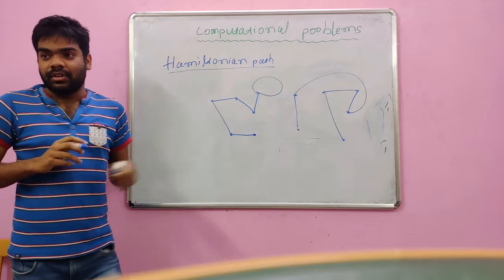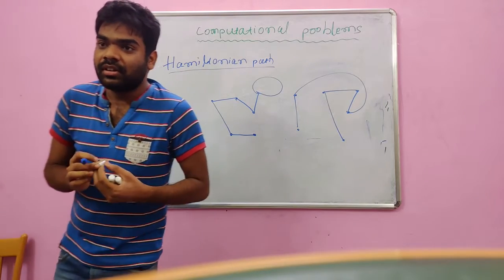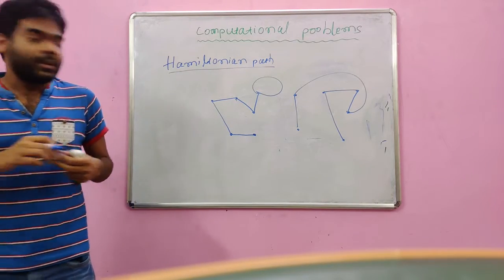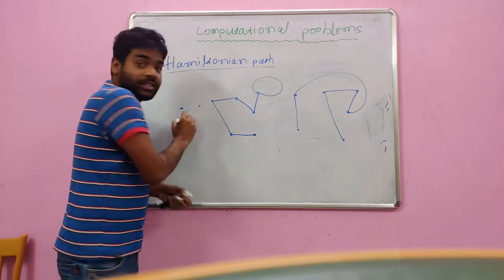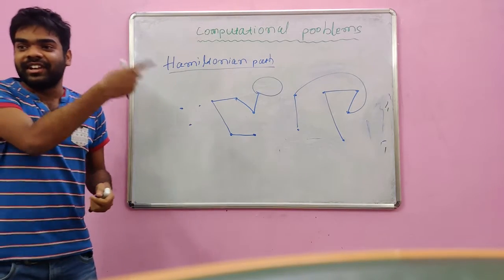Alright, that's clear. It can be circular also. The second one, the figure could be open as well. Yes, open also. It can be like this also. Alright. These are called independent sets. I will explain it later.